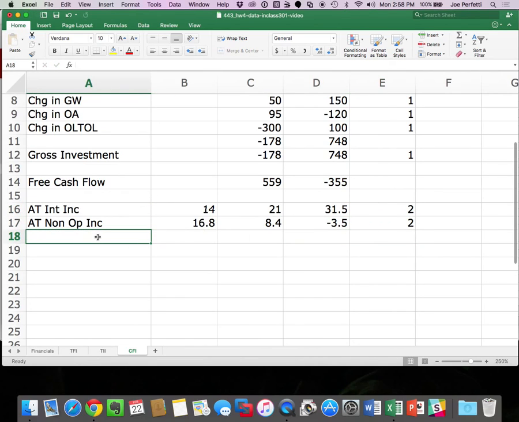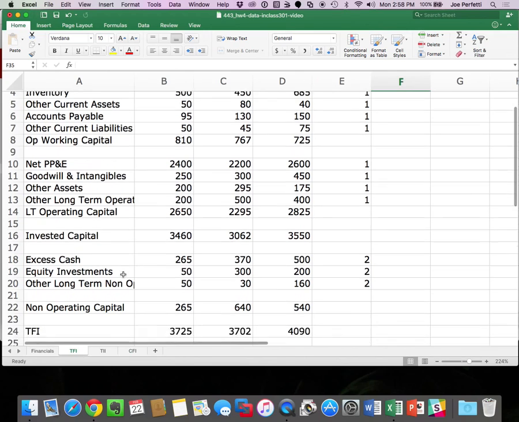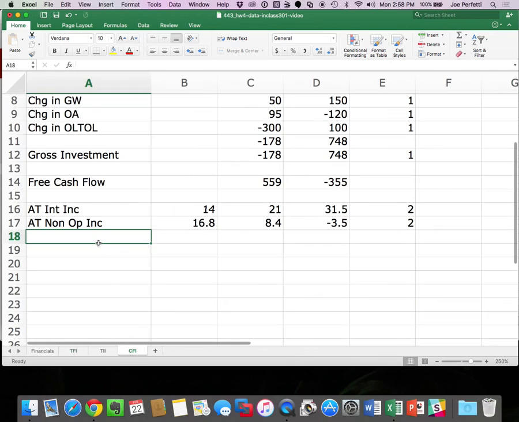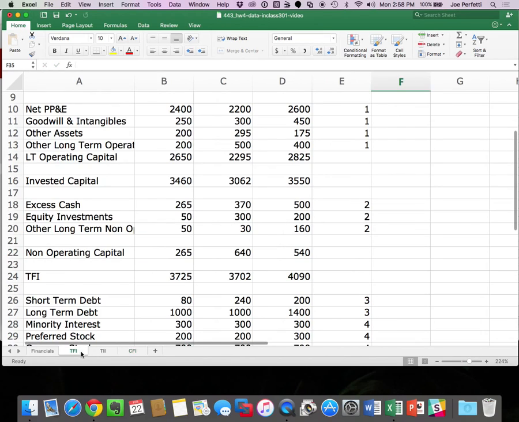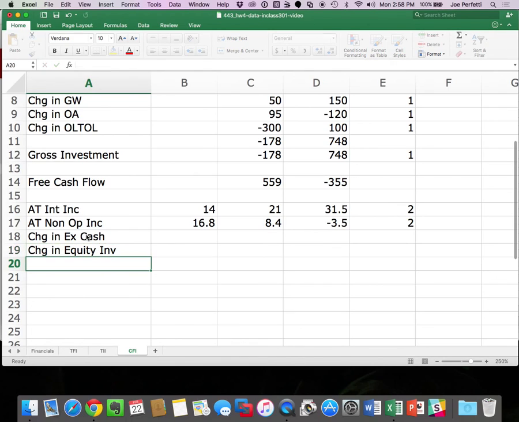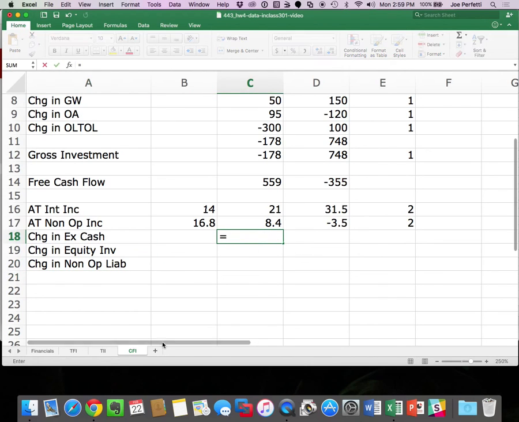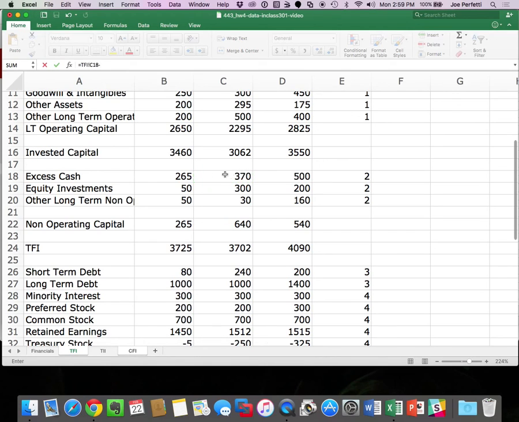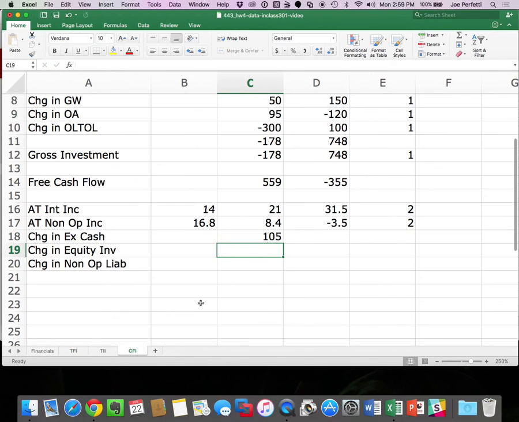Right? And then I have my change. Look for my 2's. What do I have 2's to change on the balance sheet? Well, they're here. Change in excess cash. Change in equity investments. And change in non-operating liabilities. All right, so my excess cash went from 265 to 370. It went up by 105.